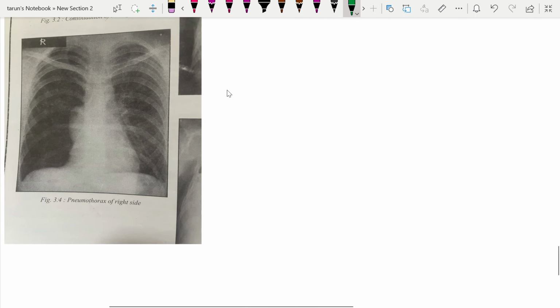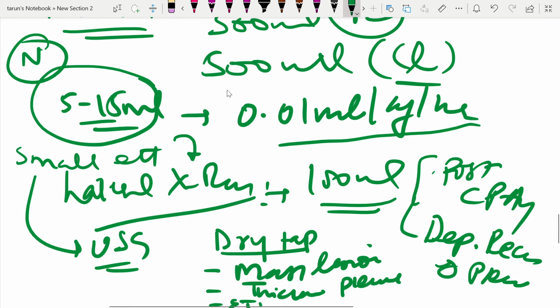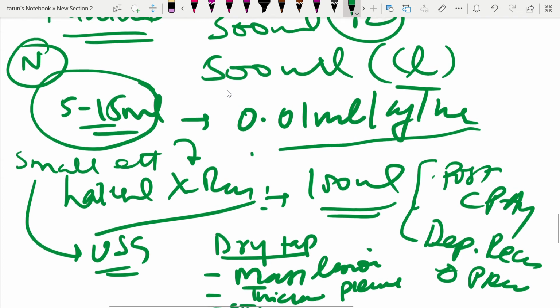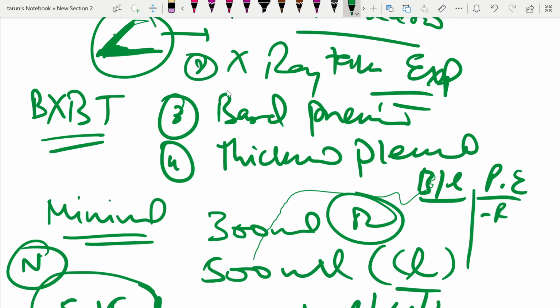Then before that, we have one more question. What are the causes of bilateral pleural effusion? I will write it here. First is rheumatoid arthritis, where you can get bilateral effusions. Systemic lupus erythematosus, you get bilateral effusion. Then lymphoma and leukemia, you get bilateral effusions.